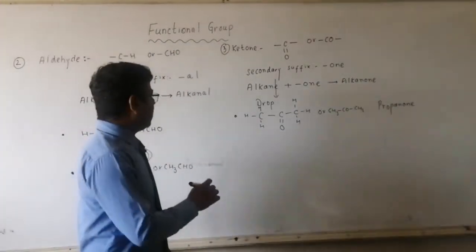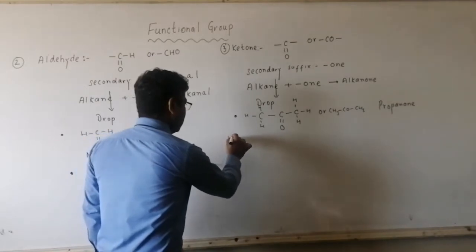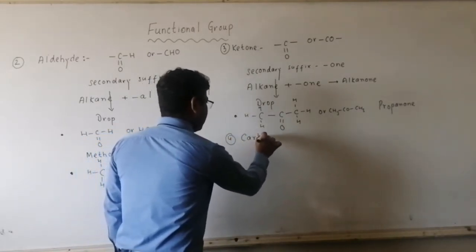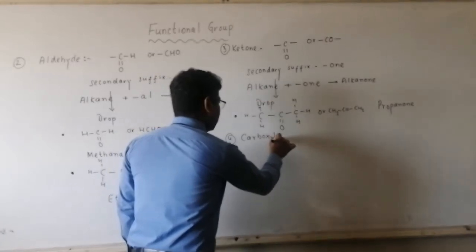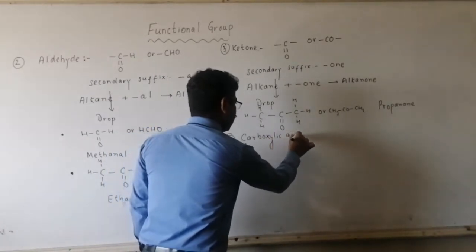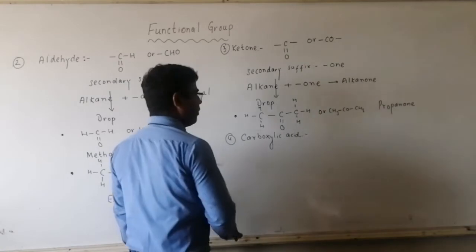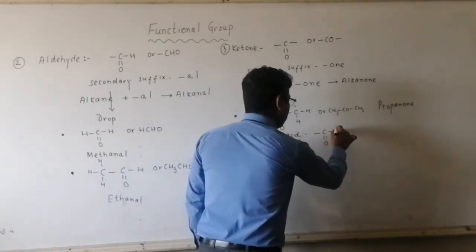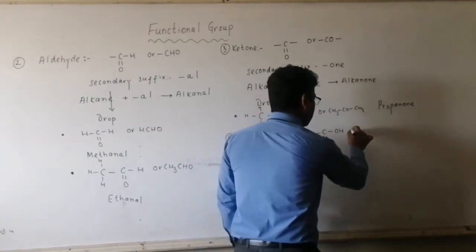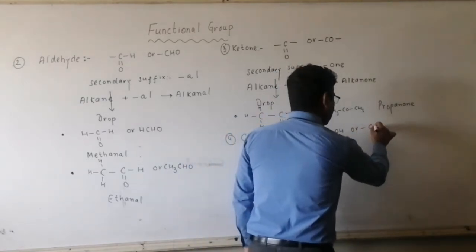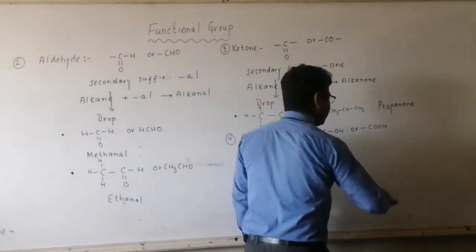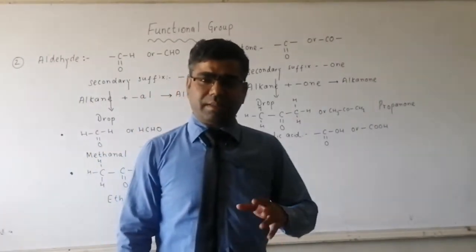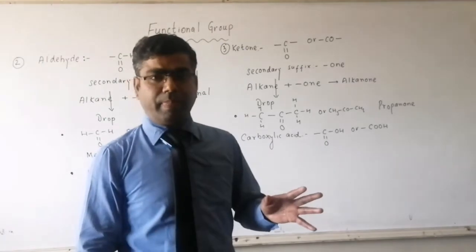After ketone, we have number 4, that is carboxylic acid. And what is the representation? C double bond O OH, or COOH is the representation of carboxylic acid. As the name suggests, carboxylic acid.